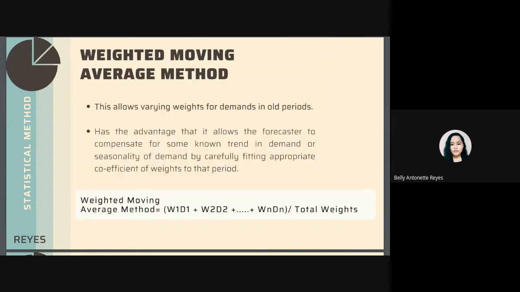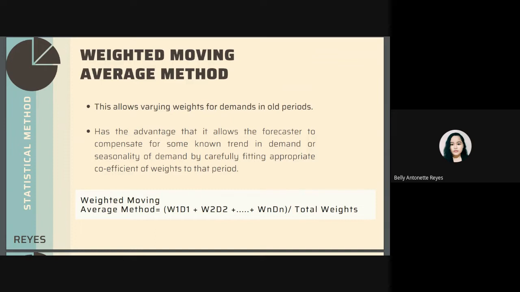Next method is the weighted moving average method. This allows varying weights for demands in all periods. In the moving average method earlier, the weights given to the selected number of periods are the same. This issue has been refined in the weighted moving average method by using different weights based on the level of significance. This method has the advantage that it allows the forecaster to compensate for some known trend in demand or seasonality of demand by carefully fitting appropriate coefficients of weights to those periods. The most recent period is given more significance in forecasting the demand for the next period compared to the least recent data.